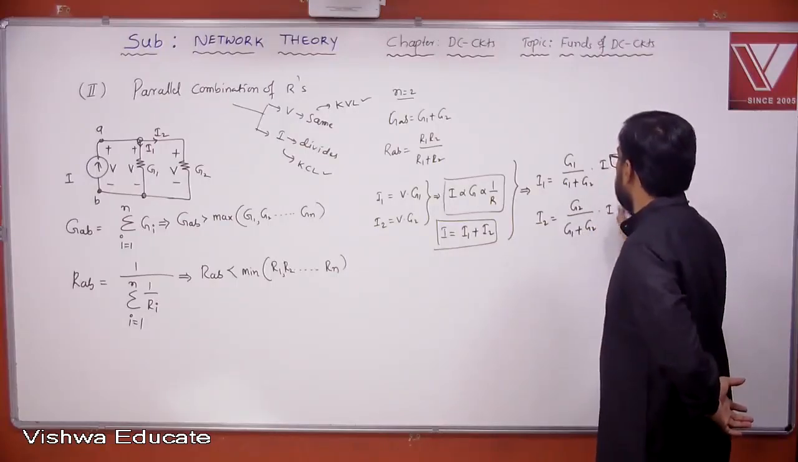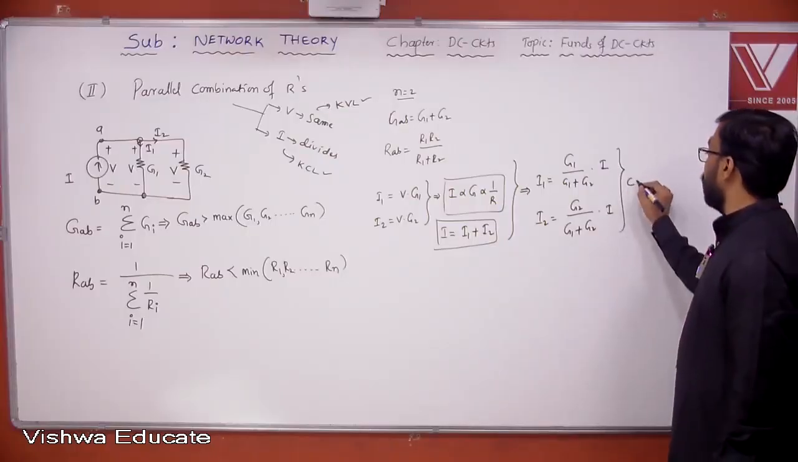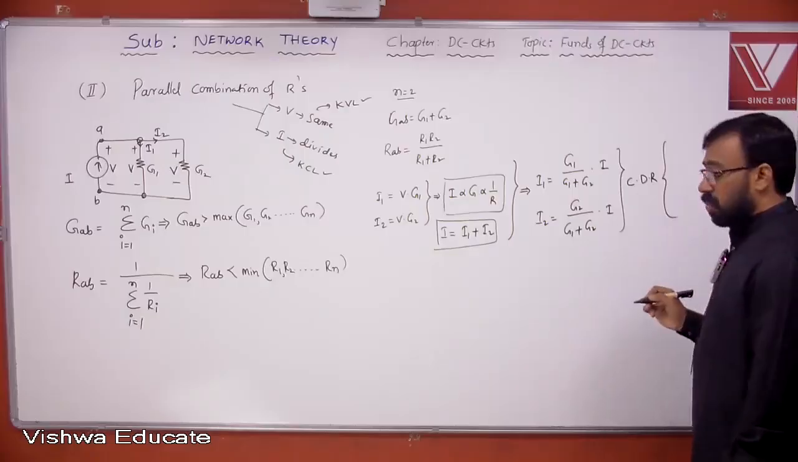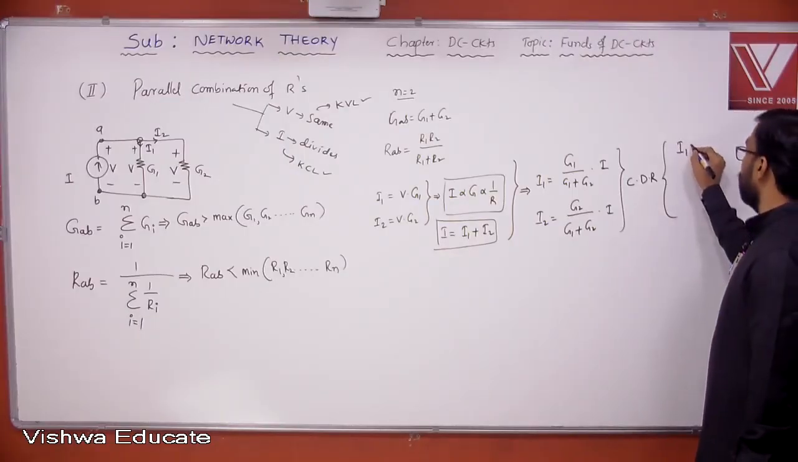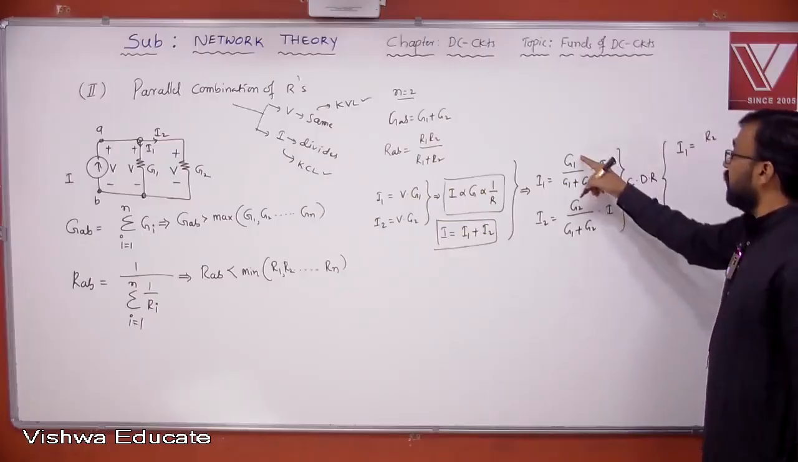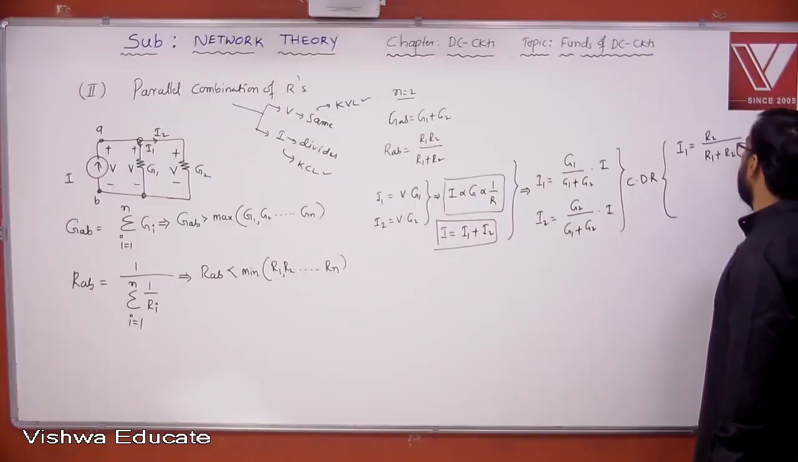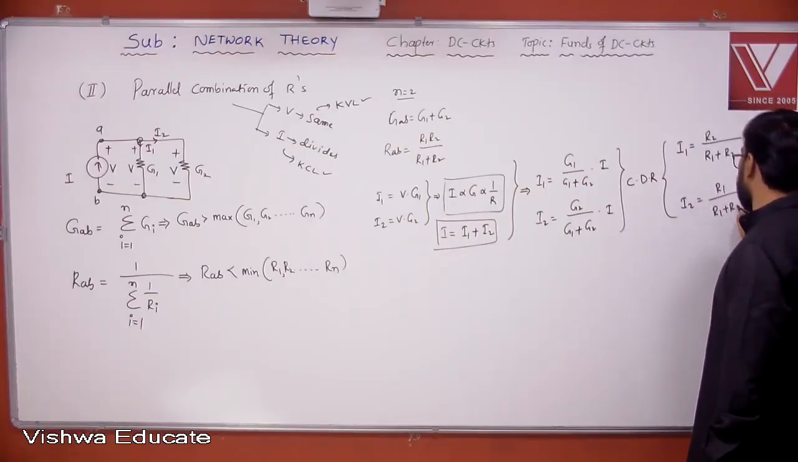This is current division rule. The same current division rule we can apply in terms of resistance. That is, I1 is equal to (1 by R1) divided by (1 by R1 plus 1 by R2). Finally, you simplify that, you get I1 is equal to R2 by R1 plus R2 into I. And I2 is equal to R1 by R1 plus R2 into I.